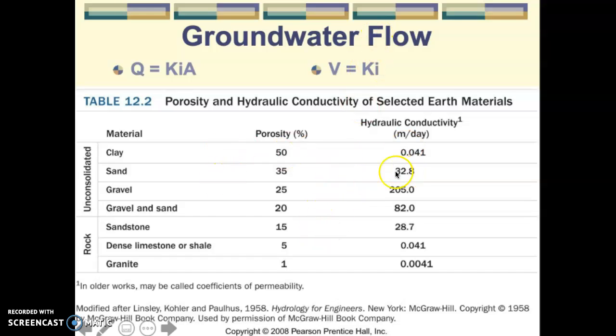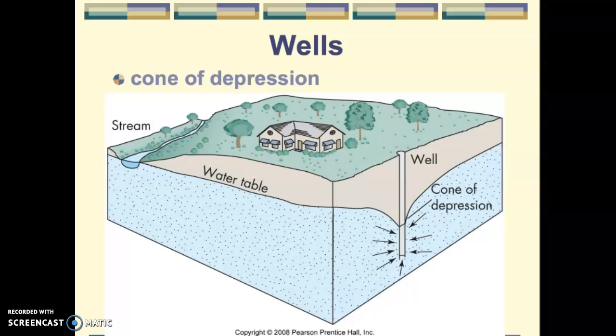And so that's the difference between porosity, which is just how much open space is there, and permeability, the measure of which is hydraulic conductivity on this chart, which is how connected are those spaces? How easy is it to get from one space to the next?